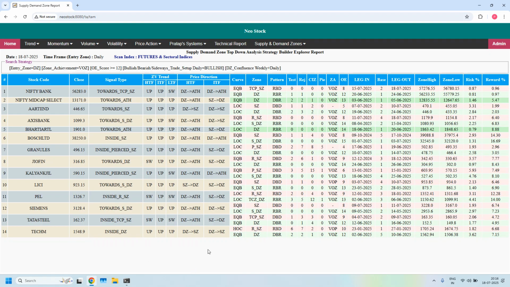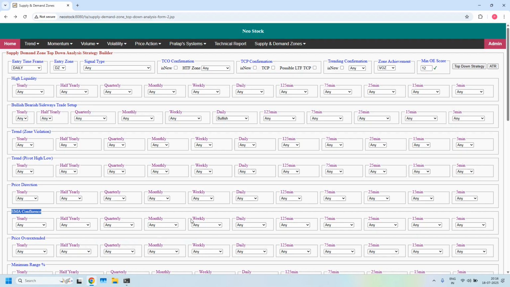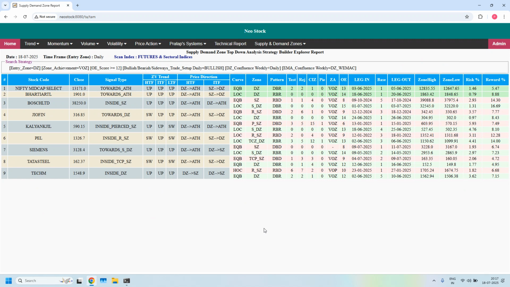So we can further filter this list by setting weekly demand zone having weekly EMA confluence. Let's go to the EMA confluence at weekly time frame, because daily is overlapped with weekly. So I am setting a weekly demand zone having weekly EMA confluence. By setting this filter, we got 9 stocks. That way, these 9 daily demand zones might have a higher probability of success, provided lesson 20 checklist items are supported. Otherwise, there are higher chances zones might be violated.